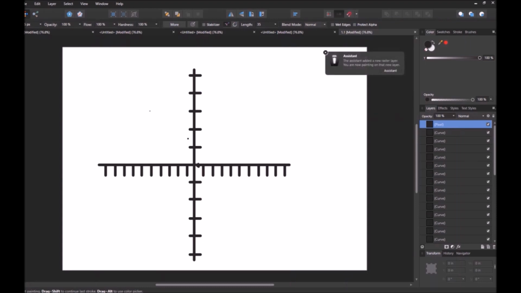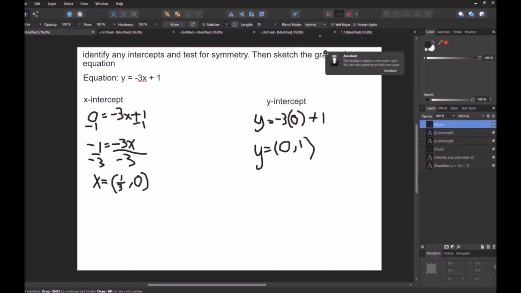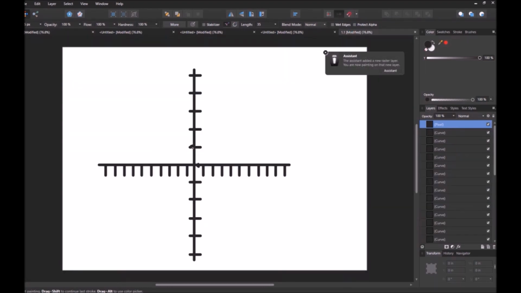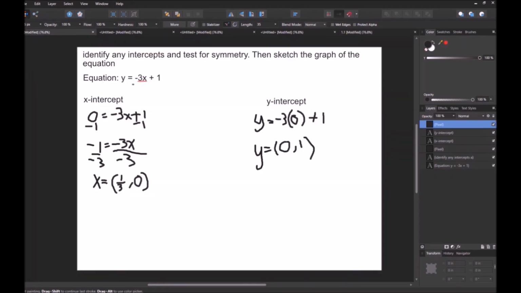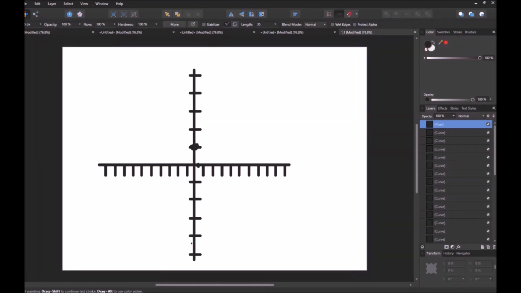And the y-intercept was at 1, or 0, 1, I believe. Yep. Now we can see that this is a linear equation. It's in mx plus b form, which is the standard form of a linear equation. So we know it's going to look like a line, and this negative 3 is the slope. So we know it's going to be fairly steep and negative in nature.